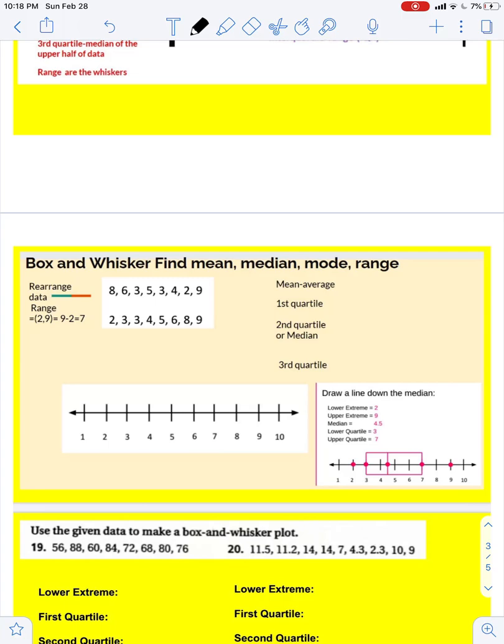So here, I have this data set, and they've been nice enough to rearrange this for us. So what we're going to do first is find our median. I've got 1, 2, 3, 4, 5, 6, 7, 8 numbers. So my median is going to be right here in the middle at 4.5. So I'm going to go ahead and put that on my graph down here. And that is my median.